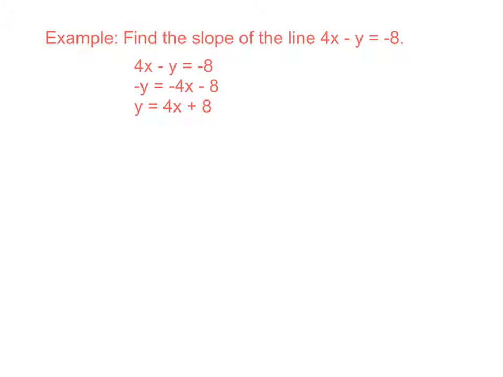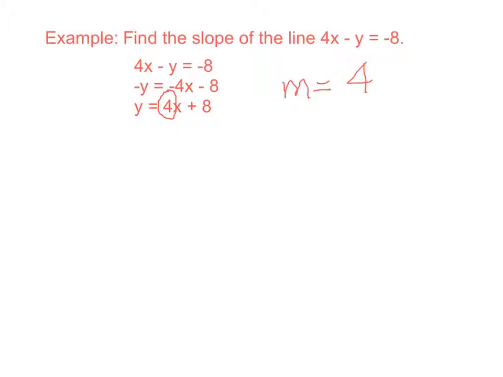Now, this is very easy because now we can simply look and realize that the slope is 4. The y-intercept is 8, but all we were asked to do was find the slope, so we know m, the slope, for this equation is simply equal to 4.